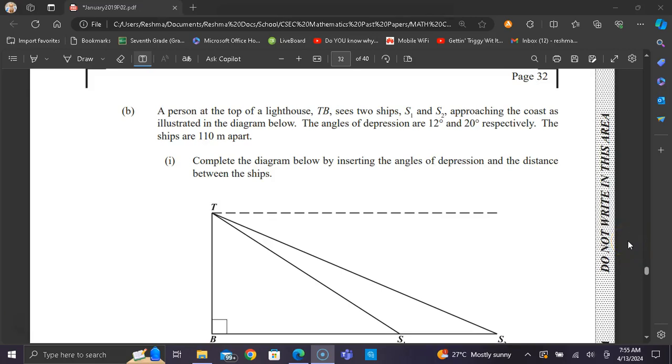Hi guys, so let's finish question 9 of January 2019, paper 2 CSEC Math. We did part A in the previous video, which is on circle theorem. So part B has to do with angles of depression. So we have a diagram.